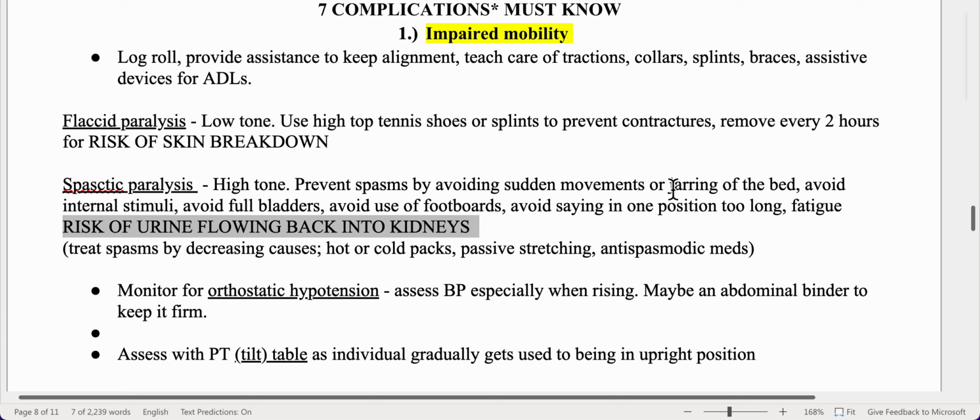Avoid internal stimuli, avoid full bladders, avoid use of footboards, avoid staying in one position too long, fatigue.